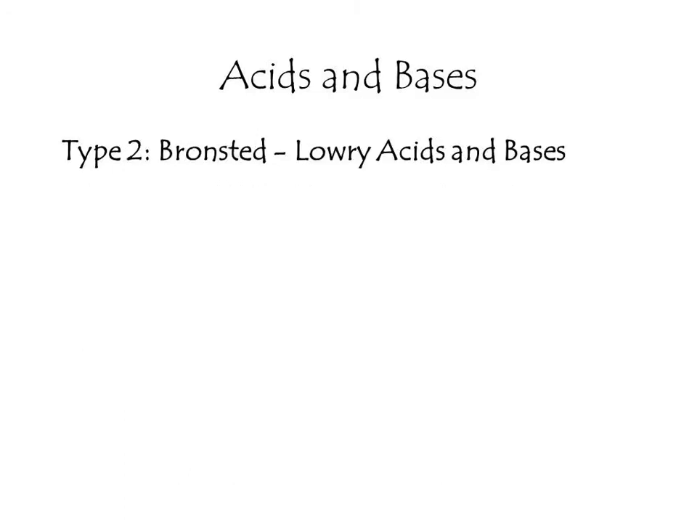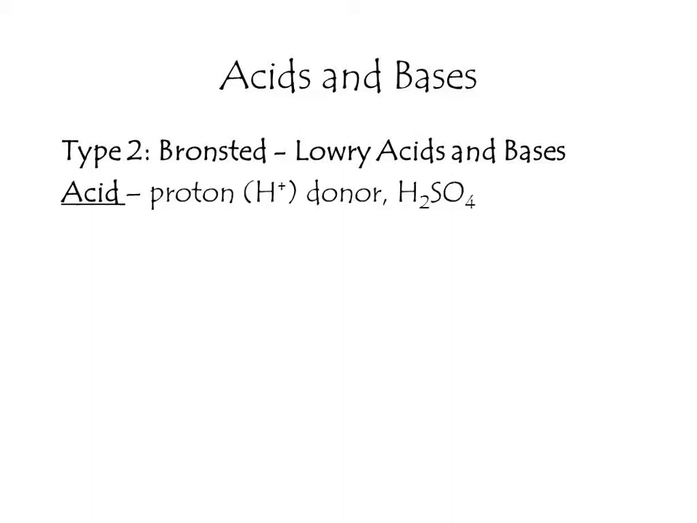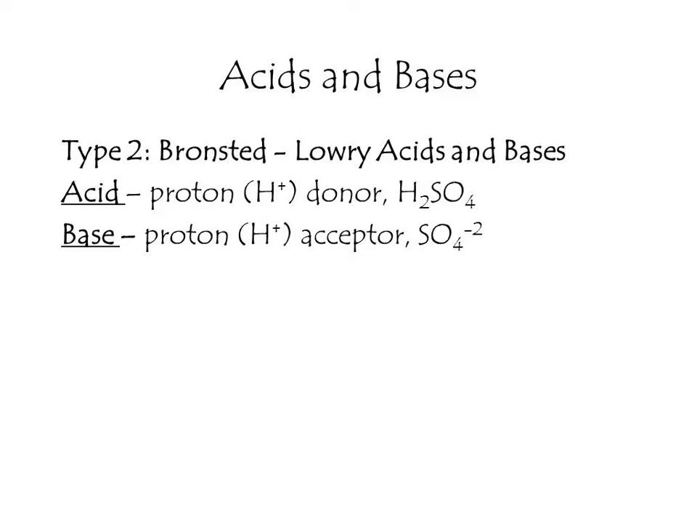Now, the second type of acid-base we're going to talk about are Bronsted-Lowry acids and bases. With the definition of a Bronsted-Lowry acid, it is the proton donor. So, for example, sulfuric acid is a proton donor because it's going to lose a hydrogen ion or hydronium. Now, a Bronsted-Lowry base is going to be something that accepts this hydronium ion. So SO4 minus 2 is going to accept the hydronium ion.